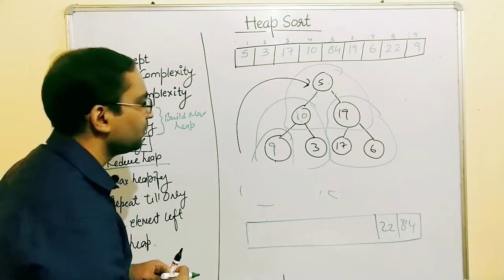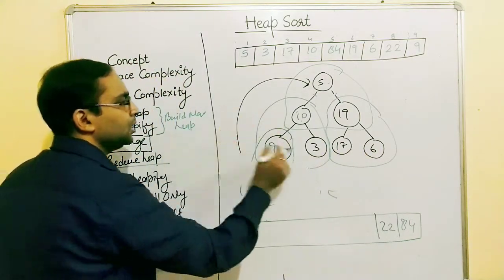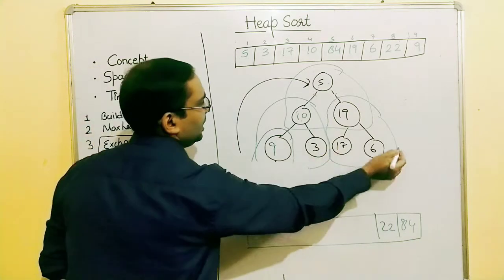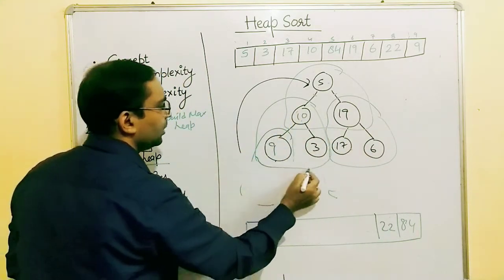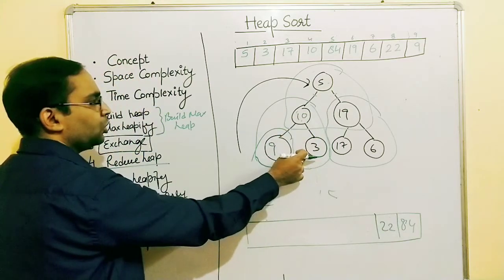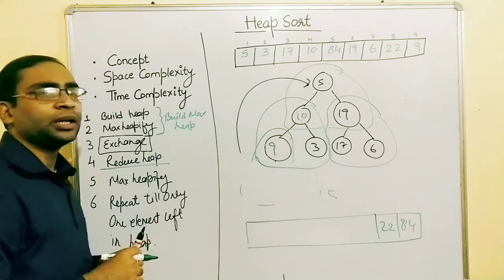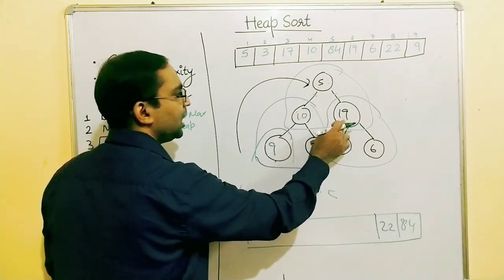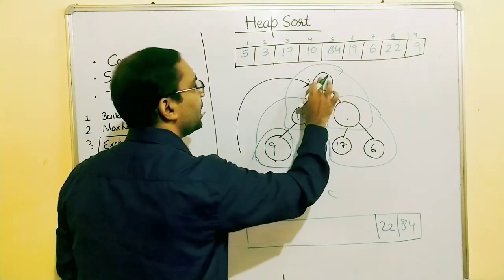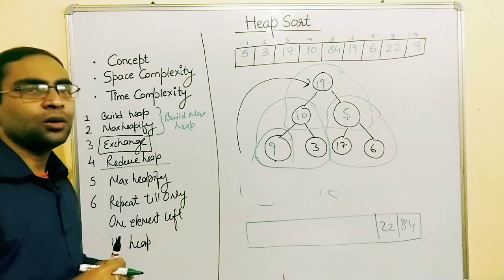Now again we'll start from the bottommost: leaf, leaf, leaf, leaf, we'll leave it, we'll go up. So this is the subtree, so there is no property violation. Now this is another subtree, 10, 9 and 3, no property violation. We'll move up, we can see 5, 10 and 19, so there is a property violation. We need to swap with 10 or 19. 19 is larger, so we'll swap this 5 with 19. So 5 will come here and 19 will go up.